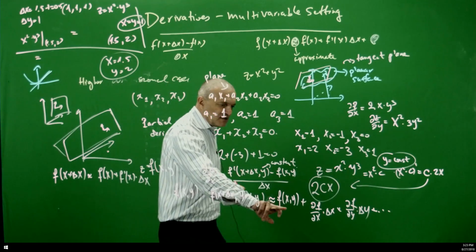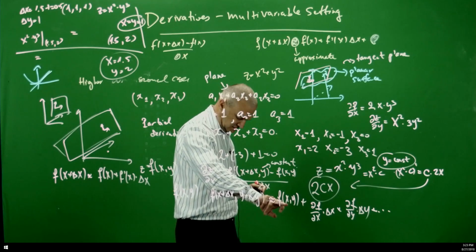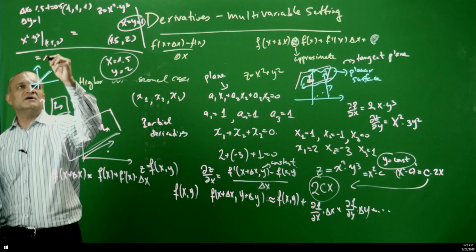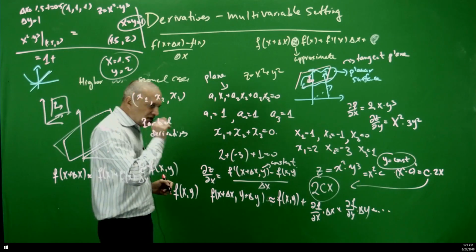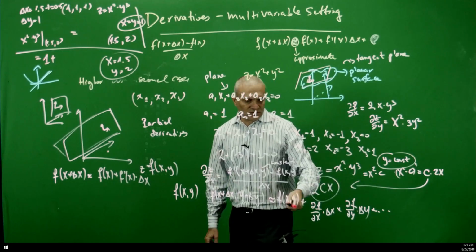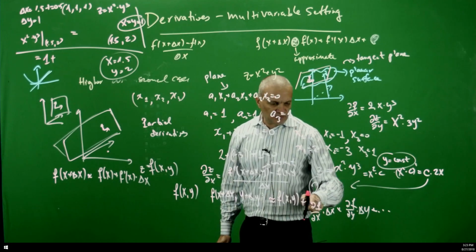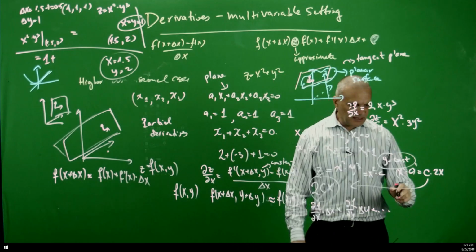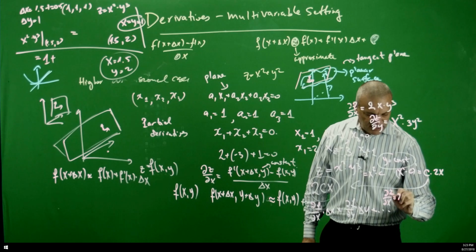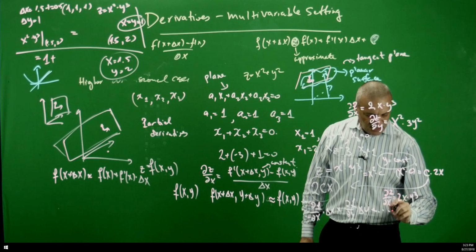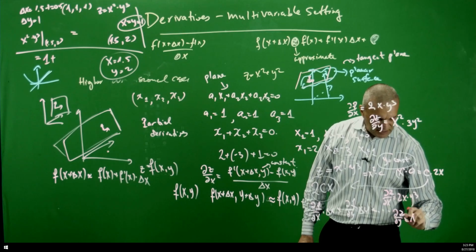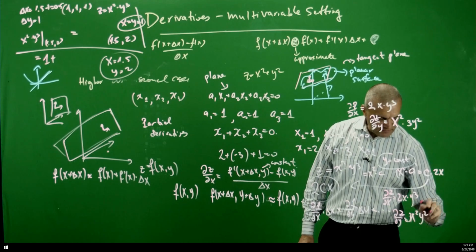The function itself is going to be 1, since we said the function itself is 1 at the point 1, 1. So it's 1 plus, and here we're going to have delta f divided by delta x times delta x. We said delta z over delta x is 2x times y cubed, and delta z over delta y is 3x squared y squared.